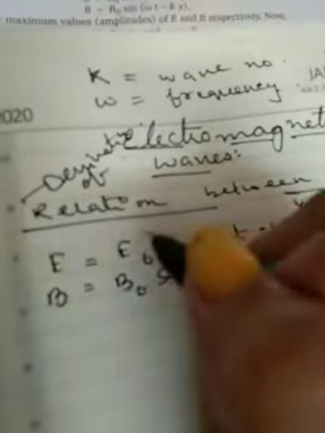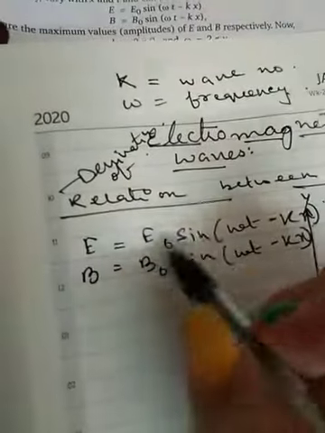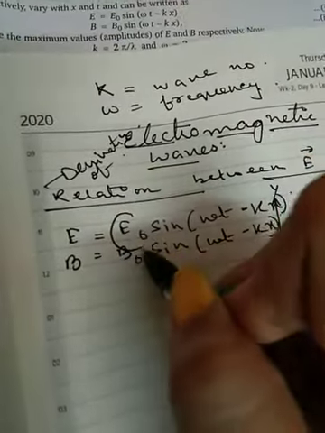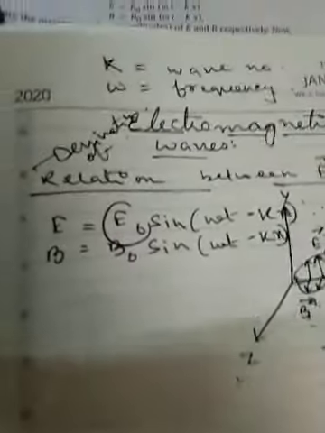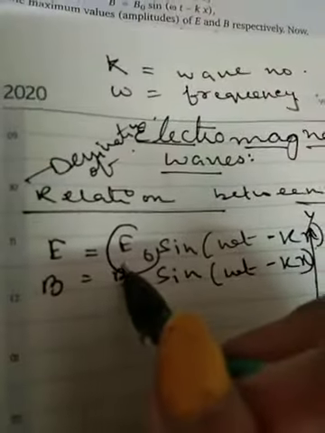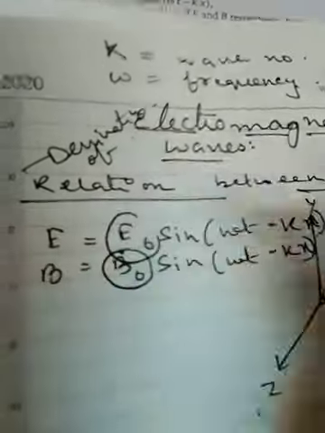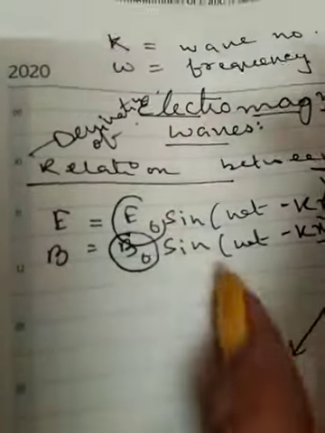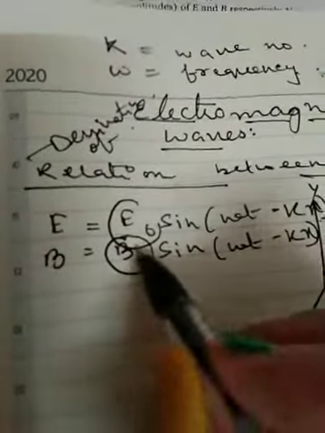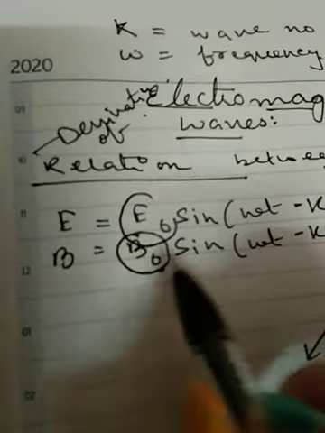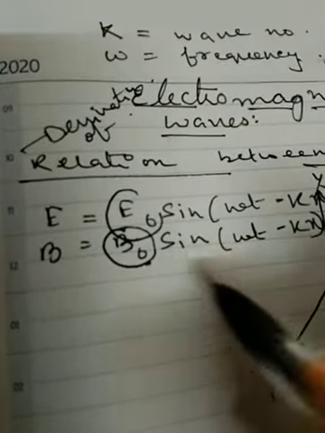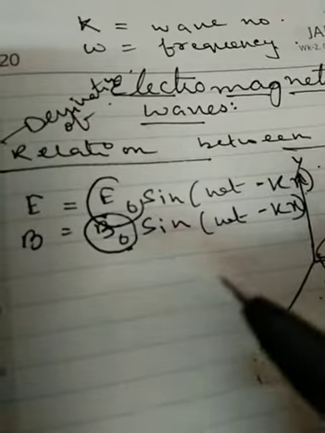Now as you can see, there are quantities like the electric field naught and the magnetic field naught. What do these quantities refer to? The E naught and B naught are the magnitudes, or the maximum values, of the electric field and magnetic field respectively.